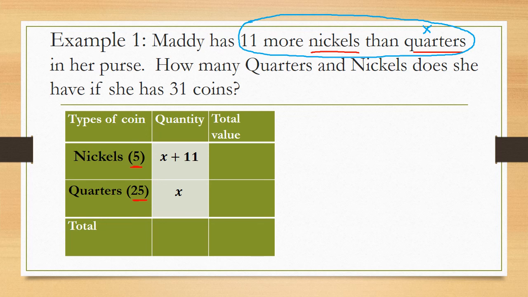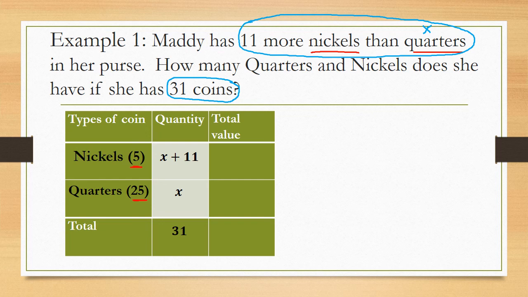After that, in the problem, it says how many quarters and nickels does she have if she has 31 coins. And 31 coins in this situation is just the quantity, the total number of coins. That's why 31 is going to be in the total for the quantity. Now that we have all the information that we need in the table, we don't have to find the total value of each coin, just because we don't have a mention of the total value of the money in the problem.